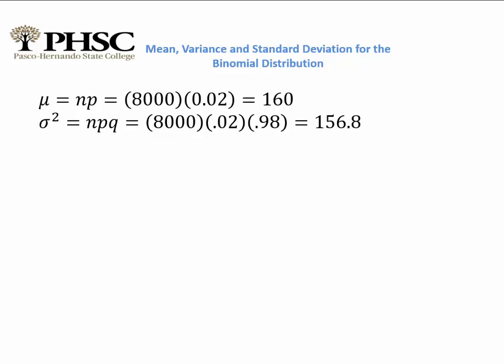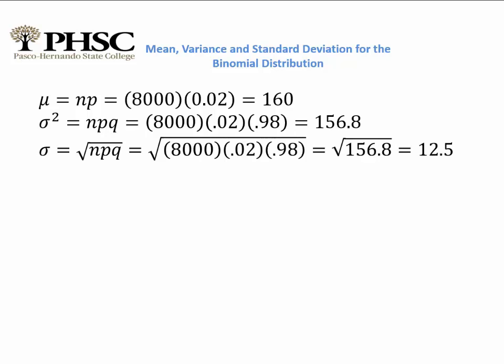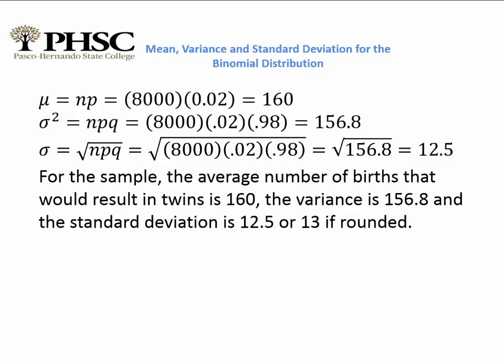Again, that's the information that we have there. The way that we got q is just 1 minus p, and then the standard deviation will be 12.5. So for the sample, the average number of births that will result in twins is 160, with a variance of 156.8, and a standard deviation of 12.5, or 13 if we round.